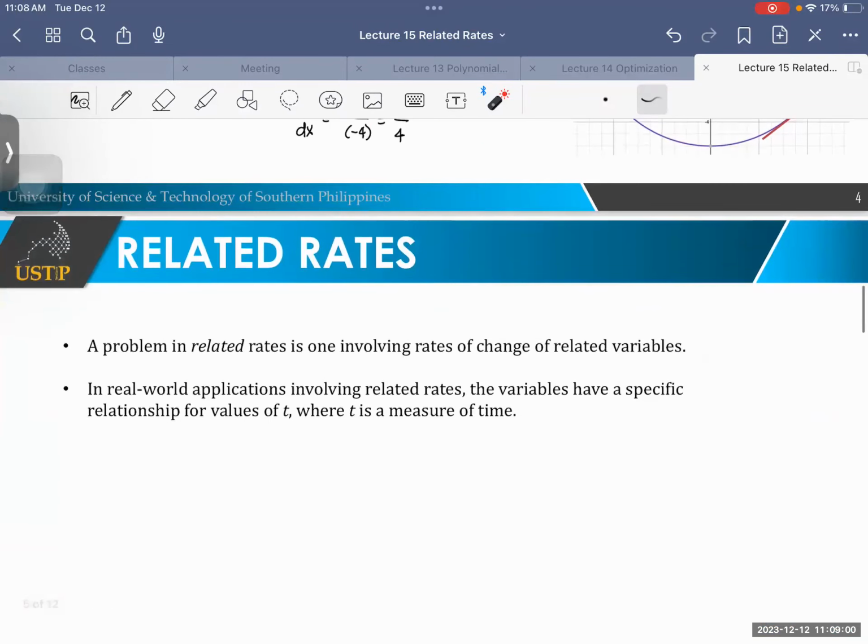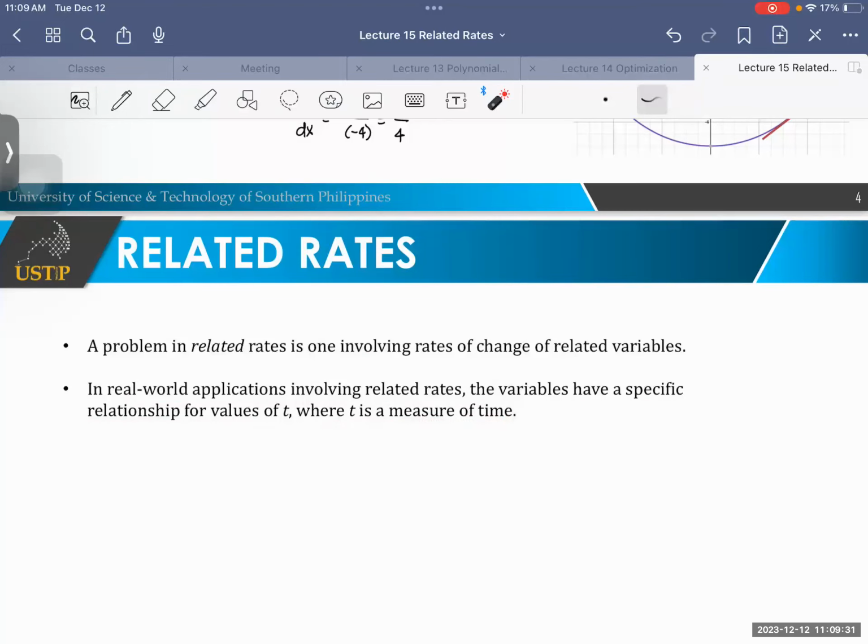So this is a problem in related rates, one involving rates of change of related variables. From the word itself, related rates. They are rates of change and they are related to each other, and then how do we solve for the rate of change of one variable? In real world applications involving related rates, the variables have specific relationships for values of t, where t is a measure of time. So later, makita nato na sa tong different examples.